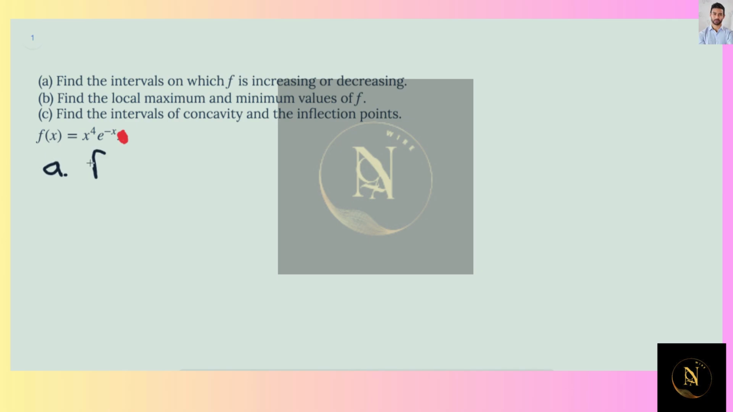So where are we going to find increasing or decreasing? We first have to apply the first derivative test, which means taking the first derivative. Since this is a product, we're going to apply the product rule. This is going to give us 4x cubed times e to the minus x. Since e to the minus x has a negative x, we apply the chain rule. This will give us a negative here, and then it remains the same, e to the negative x.